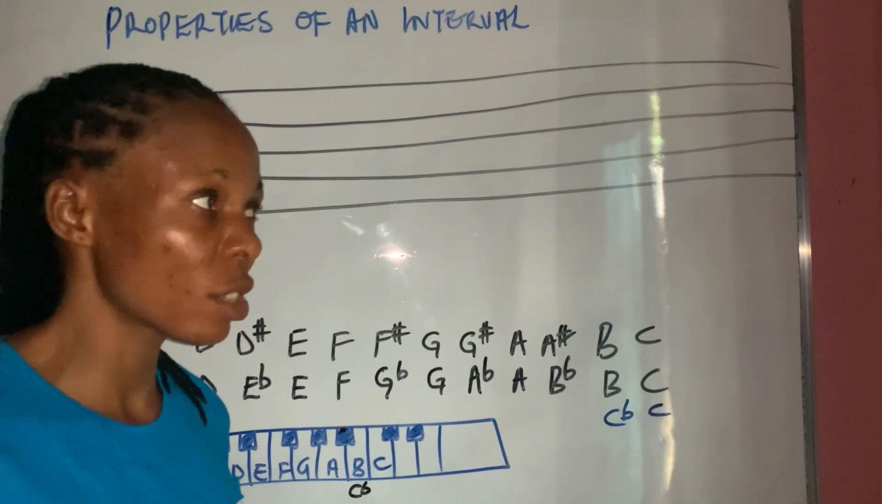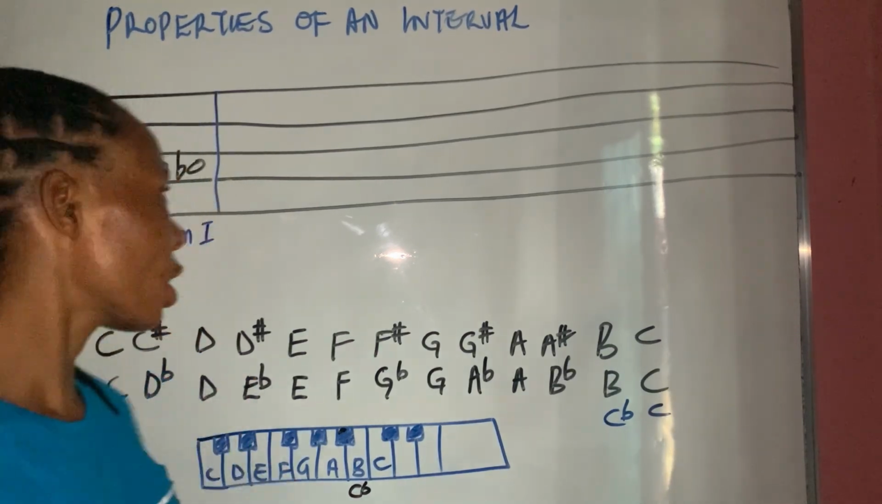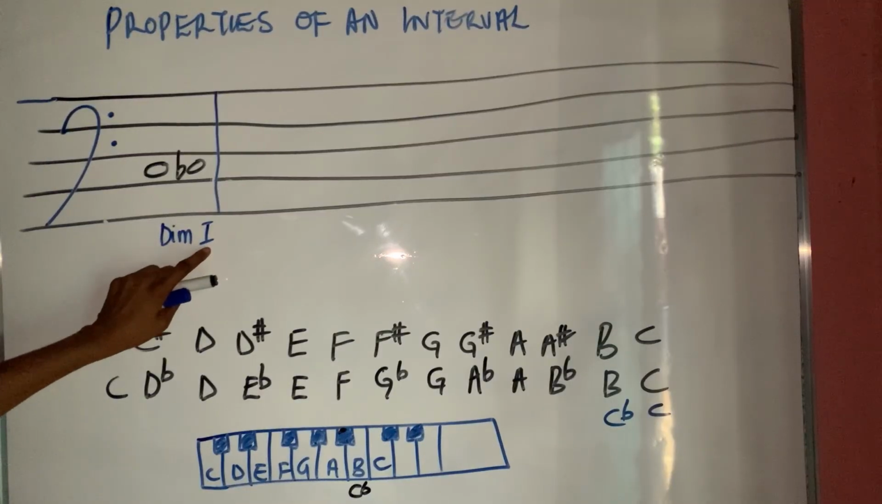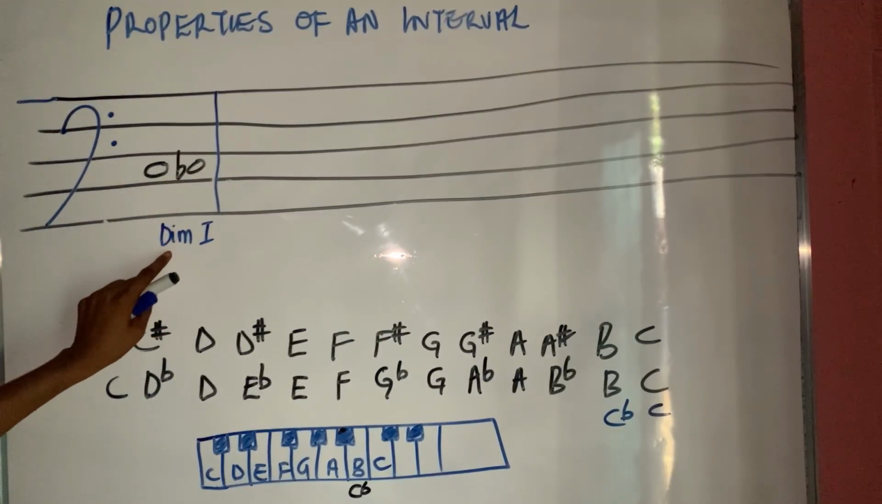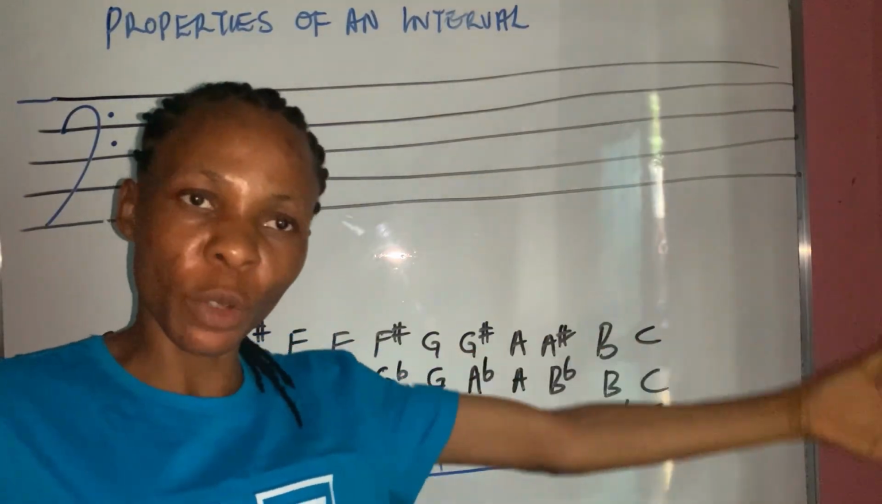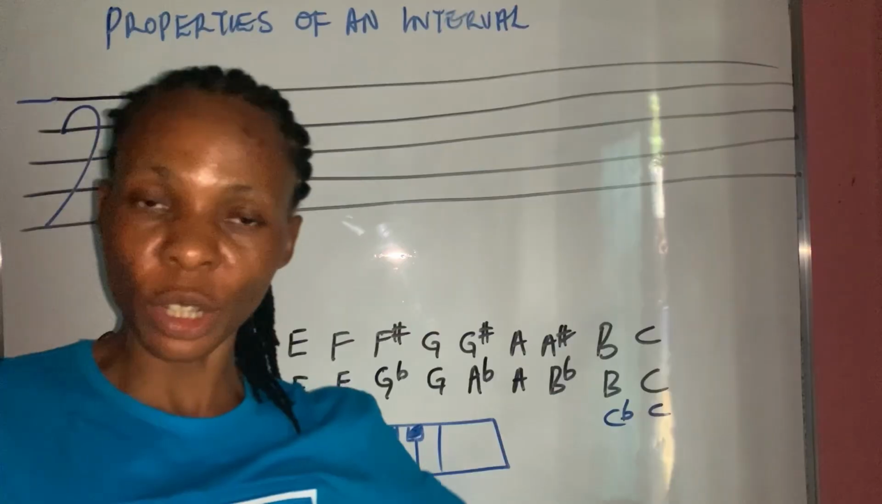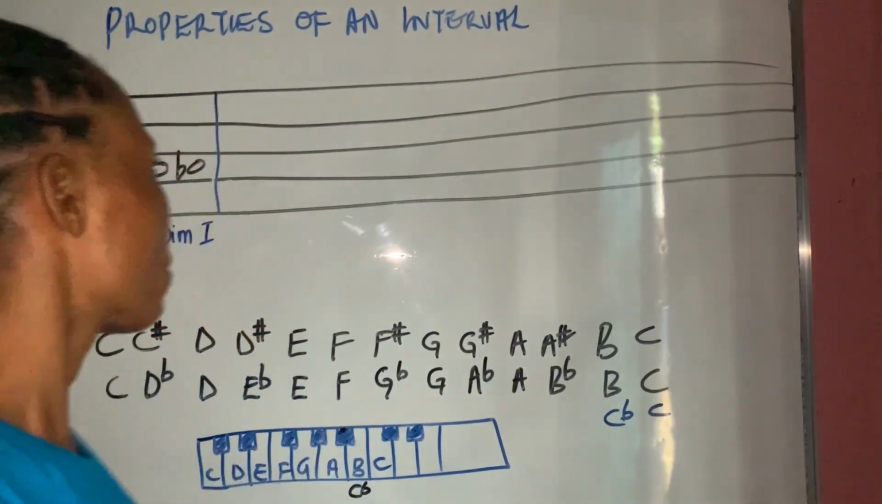We've already done C to C. C to C was a perfect 1. That's why we have diminished 1. Now, C to C flat will give you a diminished 1 because with flat, we talk about reduced by a semitone. That's 1 flat. So it's going backward.